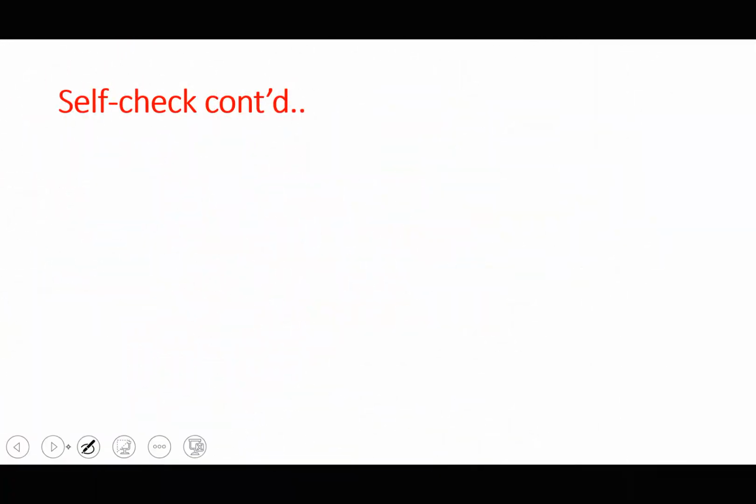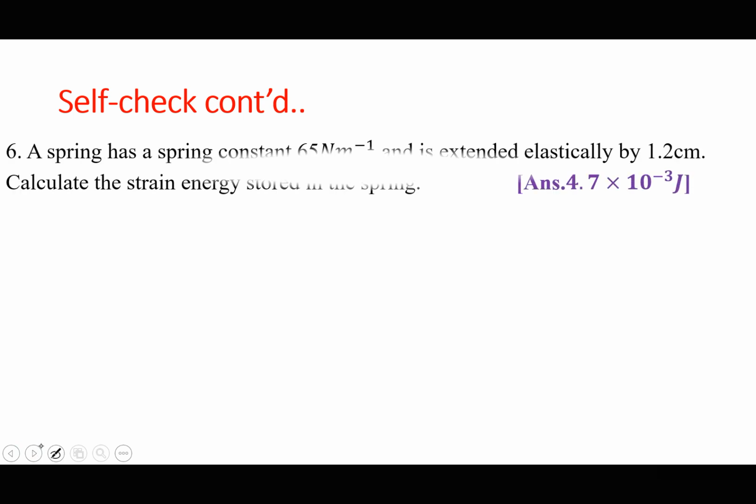So I'll just go through some of these self-check questions. You can pause the video and try to solve them and see if the answers given are correct. A spring has spring constant 65 newtons per meter, that is K, and it is extended elastically by 1.2. So this is extension. Calculate the strain energy. So they want you to calculate the elastic potential energy. You can verify and see if that is correct.